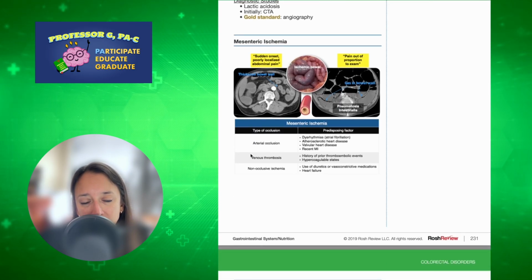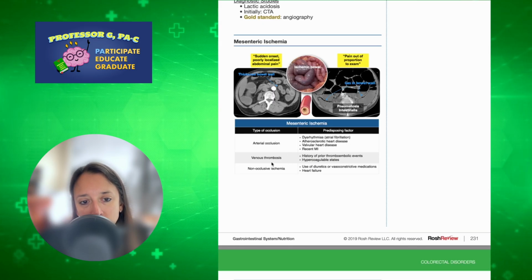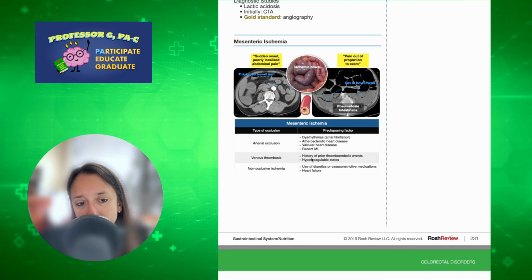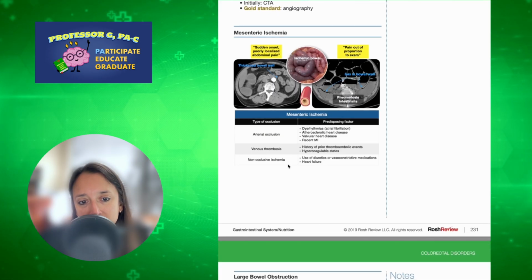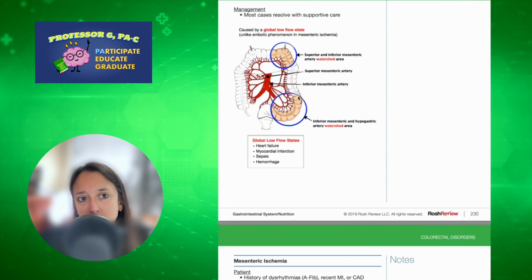And here are the different types of occlusions. Arterial occlusions, most often caused by an embolus, like from an AFib or other heart disease. Venous thrombosis, not as often. We usually see that in hypercoagulable states. And then the non-occlusive ischemia are going to be things like heart failure, more like the ischemic colitis we saw up here.